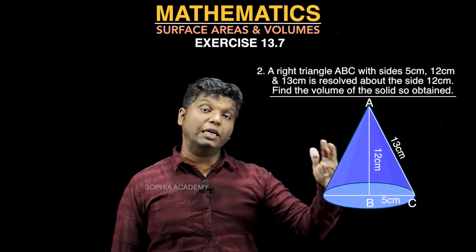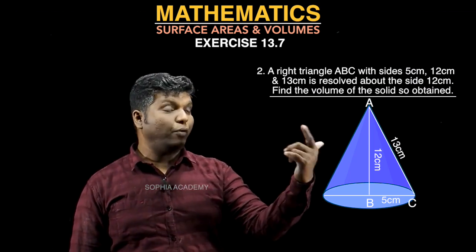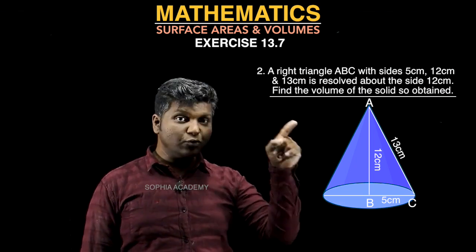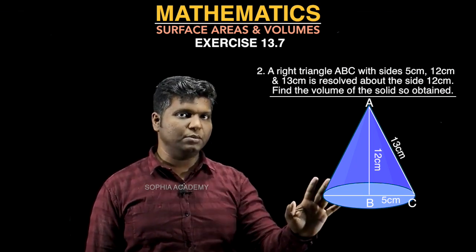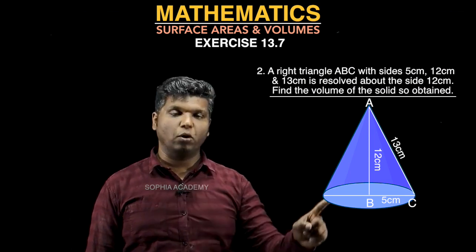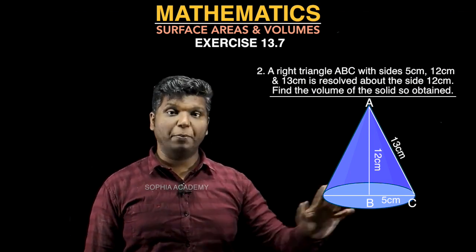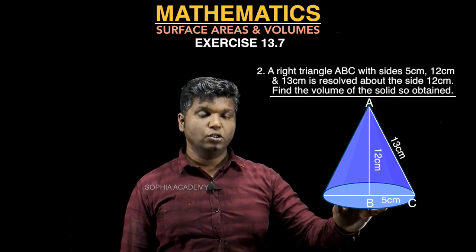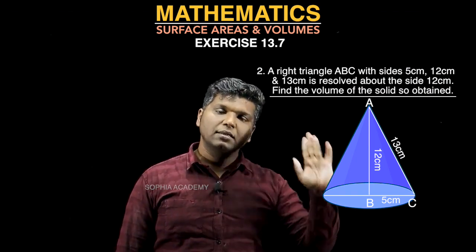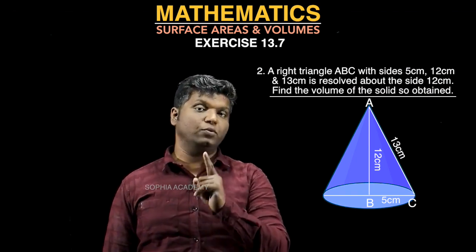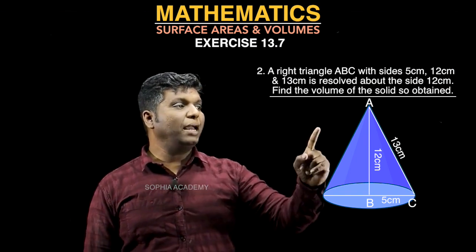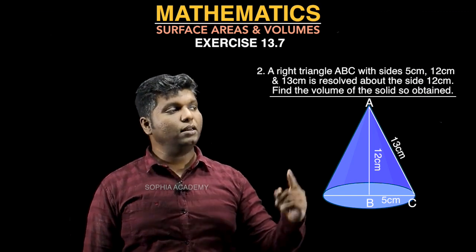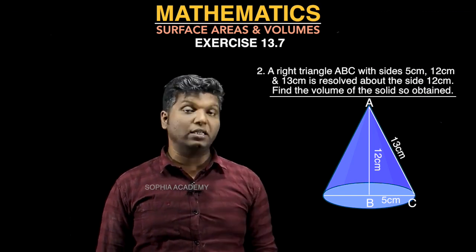So just imagine that if they are revolving around the 5 centimeter side, at the time this 5 centimeter will become the height of the cone. Anyhow, you know the hypotenuse will become the slant height, there is no change there. So hypotenuse definitely is going to become the slant height. The only change which happens is to the base and altitude, these two things. So as in this question, we are seeing that it is revolving around the 12 centimeter side.